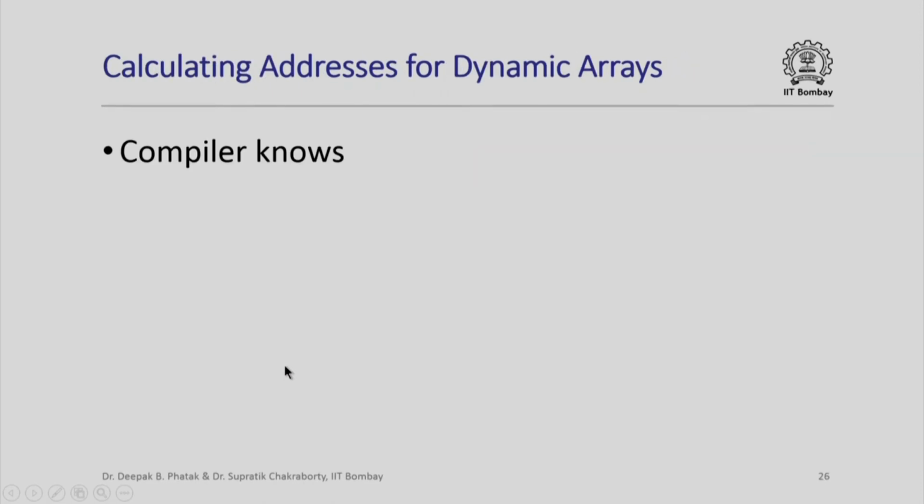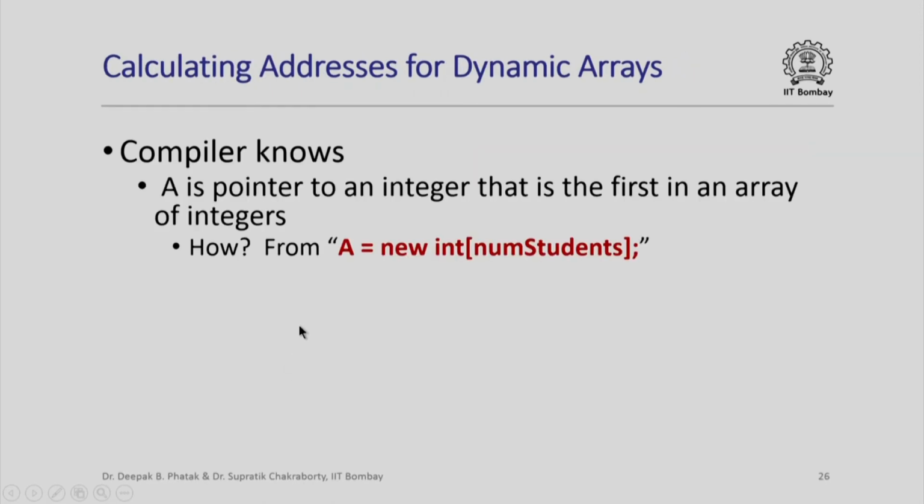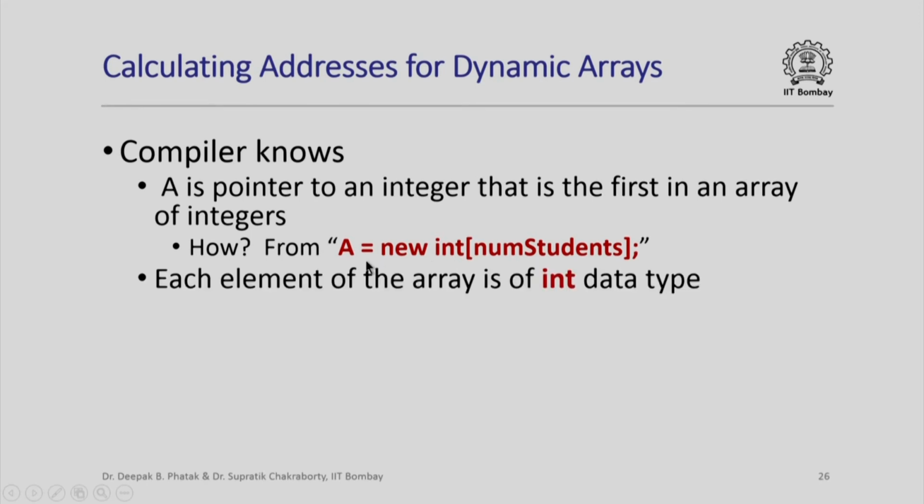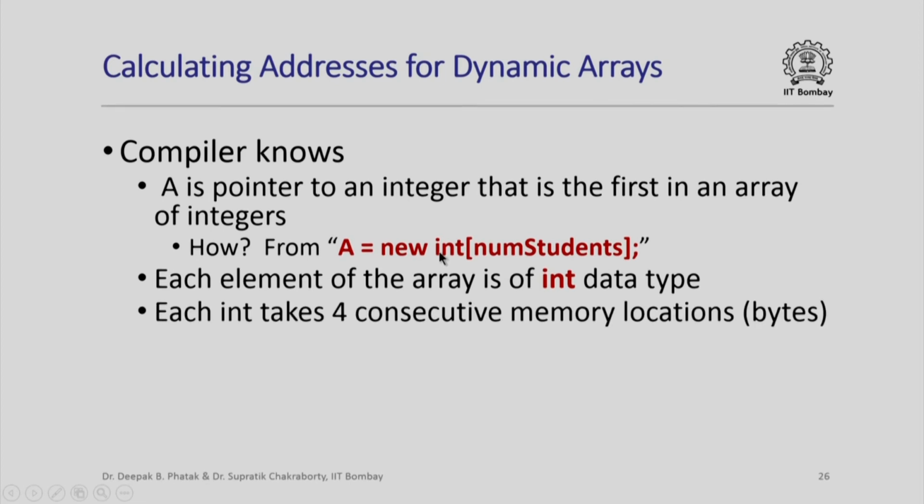So how are the addresses of A0 and A1 going to be calculated? Well, this is not very difficult. If you think about it, the compiler knows that A is pointed to an integer, and that integer is basically the first in an array of integers. How did the compiler know this? From this statement. I am clearly saying I want to allocate an array of integers, and A is going to be pointed to the first of those integers. The compiler also knows that each element of this array is of int data type. The compiler also knows that each int takes 4 consecutive memory locations.